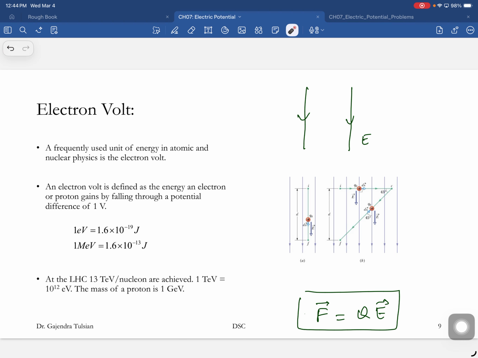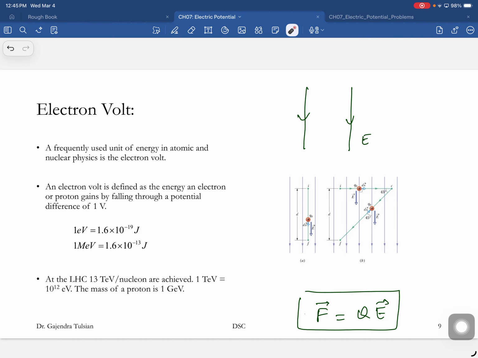Now, in a gravitational field, for instance, here, I drop this object. What happens? This object fell along the direction of the gravitational field. And what was happening? Gravitational potential energy was being converted to kinetic energy. It was gaining speed.